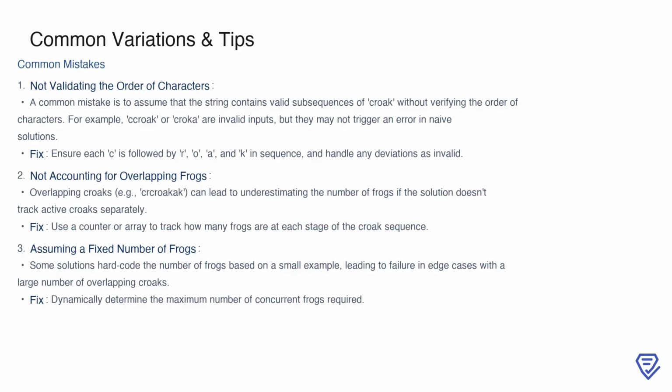Lastly, some solutions assume a fixed number of frogs based on small examples, which can break down when the input has a large number of overlapping croaks. Instead, you should calculate the maximum number of concurrent frogs dynamically to ensure your solution is robust across all cases.